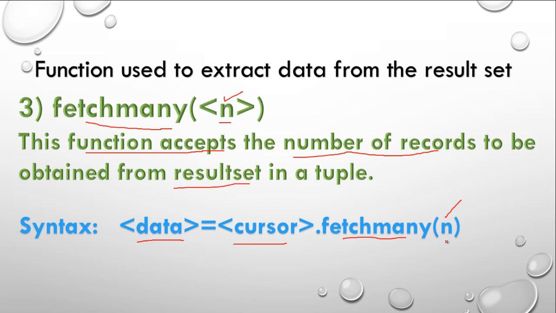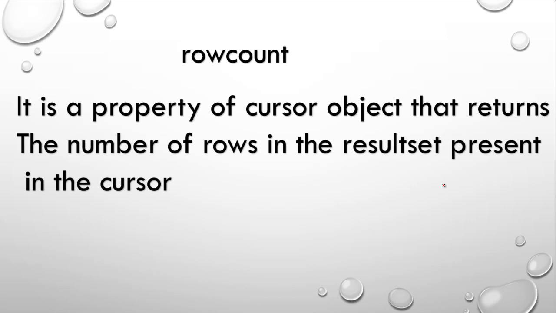Okay, so these are the three functions. One is fetchall, the second one is fetchone, and the third one is fetchmany, which we can use to obtain the records from the result set. Then there is one more important property named rowcount.